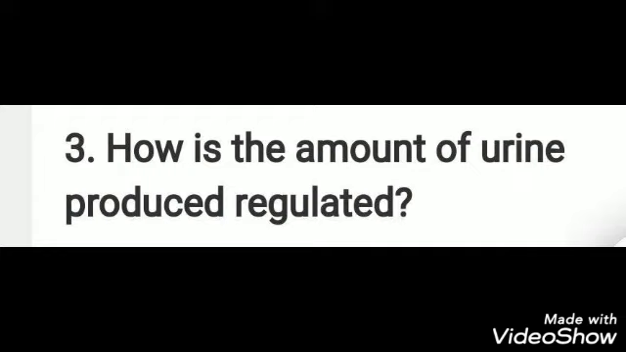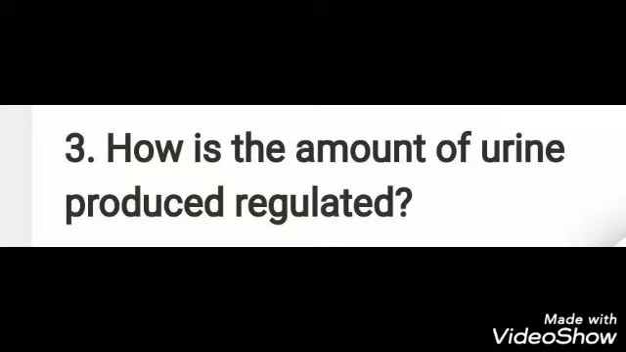The next question on the same page number is, how is the amount of urine produced regulated in our body? See, the amount of urine produced depends on the amount of excess water and dissolved waste present in the body. Other factors may be the environment or the ADH hormone, which regulates the production of urine in our body. So these were your in-text questions.